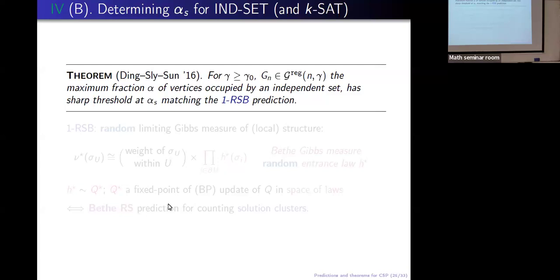Another paper on a different problem, actually much harder work, by Ding, Sly, and Sun in 2016. It's part of a collection of works, and they proved that if you look at the fraction of vertices occupied by an independent set, there is a threshold alpha S, which is the maximum fraction of vertices you can get occupied by an independent set, or the size of the maximum independent set in a random regular graph. This is restricted to regular graphs. If you take Erdos-Renyi, it's much more complicated. In principle, there is a prediction, not in principle, the prediction.